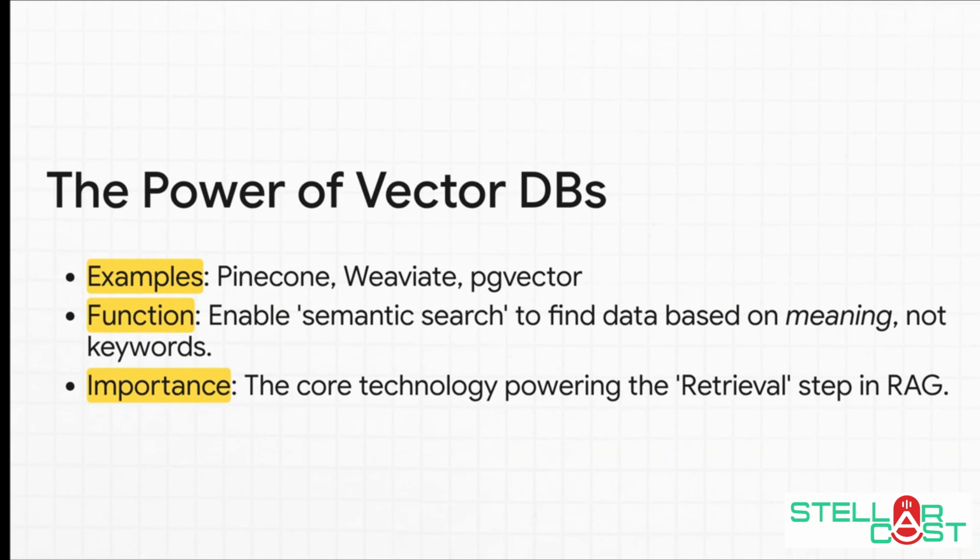So what is this special database I'm talking about? It's called a vector database. You've got players like Pinecone, Weaviate, even extensions like pgvector. The key thing to understand is that they don't search for keywords. They search for meaning. This is called semantic search, and it's the absolute magic behind RAG. So, for example, it understands that if you ask about vehicle fuel efficiency, you're probably interested in documents about car mileage. The words are totally different, but the concept is the same. That's what it's searching for.